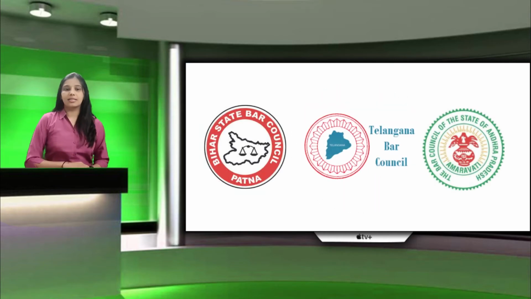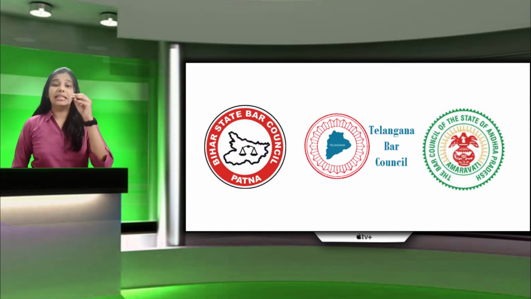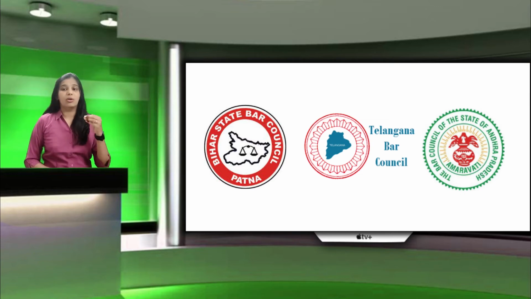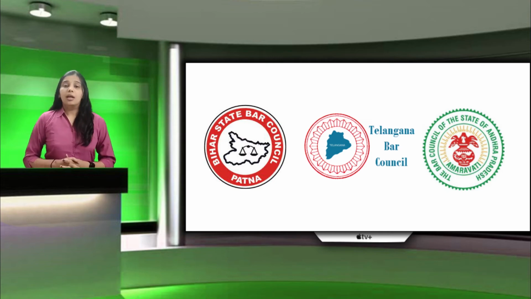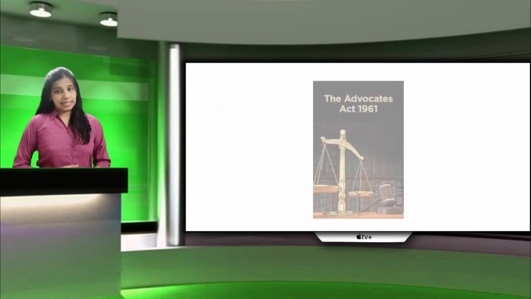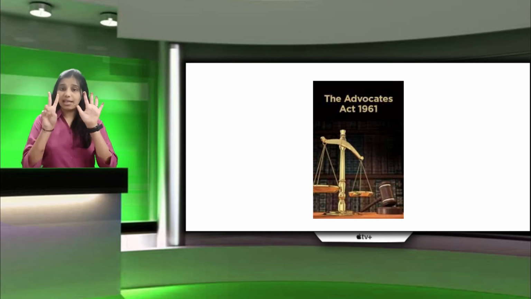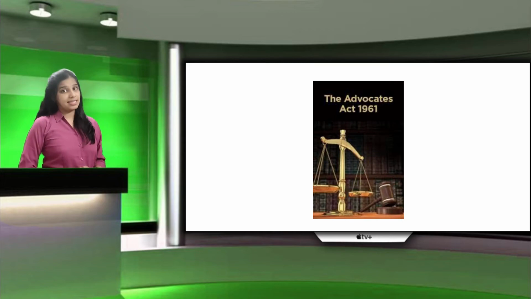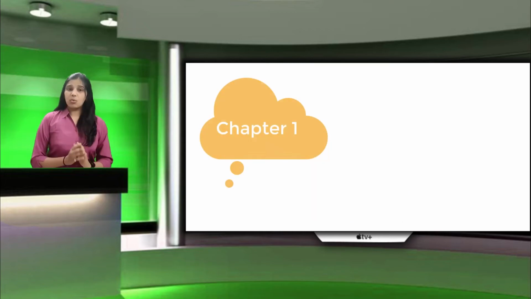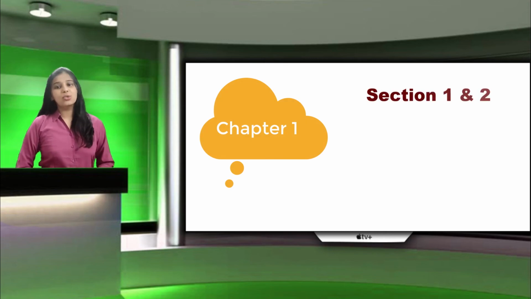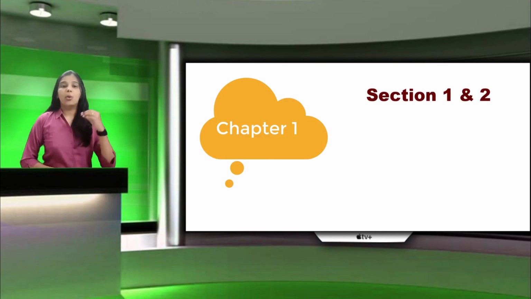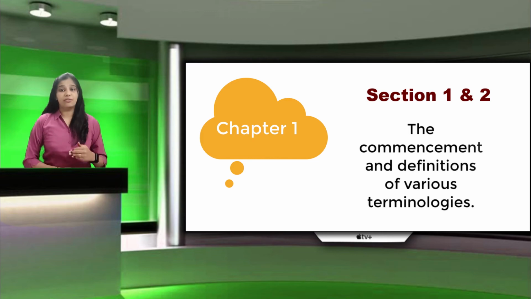The Act has created a state bar council in each state with the Advocate General of the state as an ex officio member. Likewise, the Advocates Act 1961 has a total of 7 chapters and 60 sections. Chapter 1, which is covered under sections 1 and 2, deals with the preliminary part, which includes the commencement and the definitions of various terminologies.